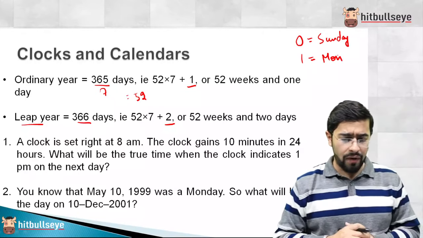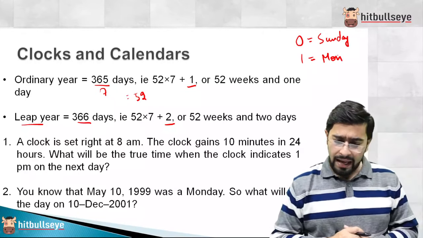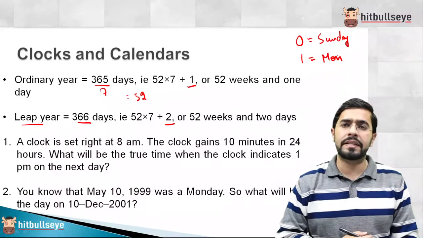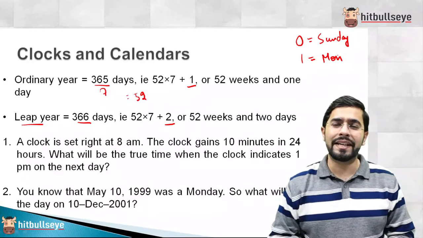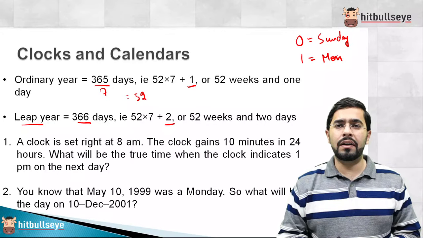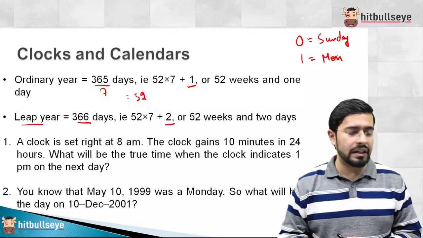So a clock is set right at 8 a.m. The clock gains 10 minutes in 24 hours. What will be the true time when the clock indicates 1 p.m. the next day? I'll wait for 10 seconds and then I'll do this question. Come on, type in your answer so that I can know you are currently doing this question.